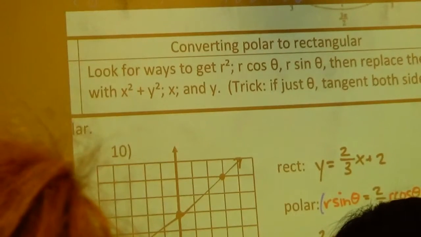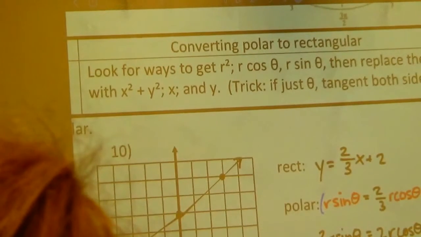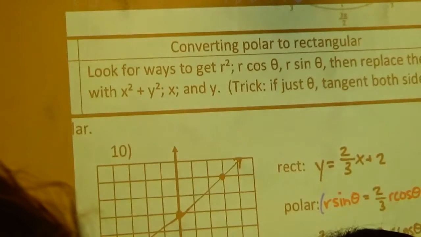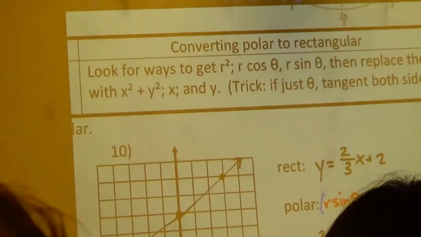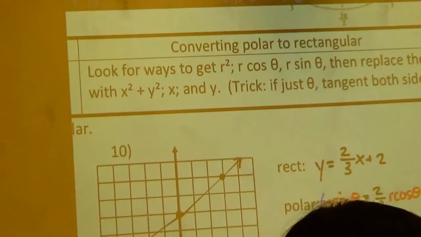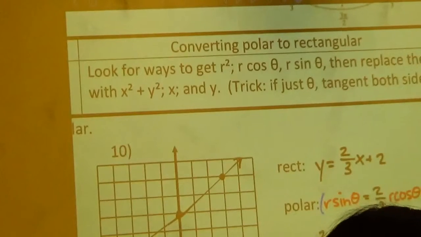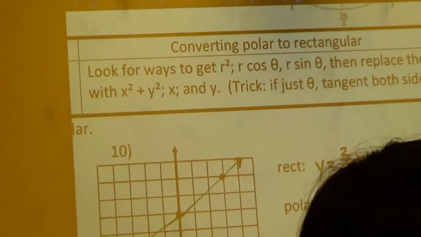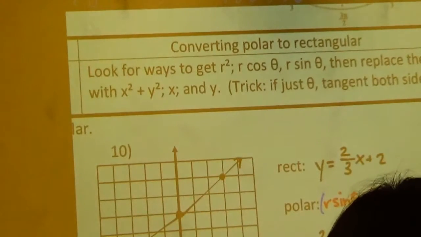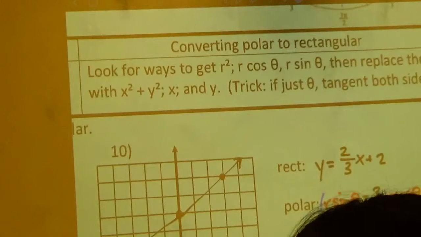What we do is we're looking for either r squared, r cosine theta, or r sine theta. R squared helps us why? Because r squared equals x squared plus y squared. And then r sine theta and r cosine theta, same reasons we just used them. If we only have theta in the problem, like theta equals pi over 4, like number 12, or theta equals pi over 2, like on number 9 for the homework, you multiply the tangent on both sides, because what is tangent? Y over x.